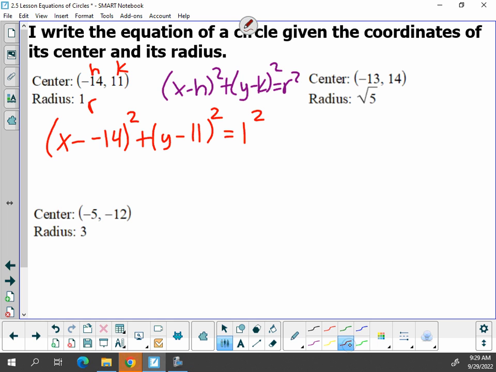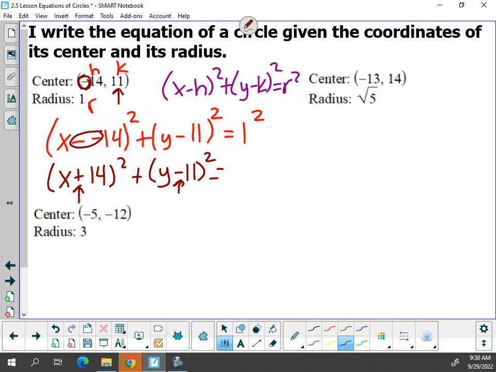And now I like to clean this up. We don't want to see minuses, and we want to end up without a squared on the right side. So minus is a plus. Another way to think about this is when we were looking at the equation and trying to find the center, we changed the sign that we saw. And so we can do the same thing. I'm starting with a minus; in my equation, there's a plus. Here I'm starting with a positive; in my equation is a minus. So it's the opposite. And then 1 squared is just 1. 1 times 1 is 1. And so there is my equation.